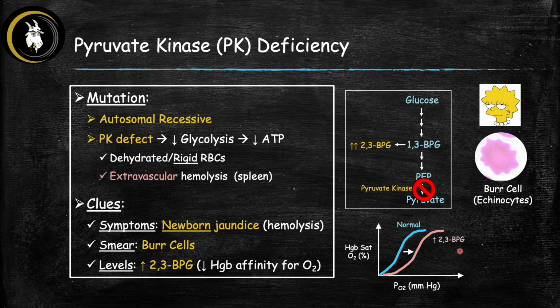So it's basically more willing to let go of the oxygen, and it promotes oxygen unloading and increases the efficiency of oxygen delivery to our tissues, which is a good thing to do when we have anemia. So this is an important physiological adaptation to pyruvate kinase deficiency.